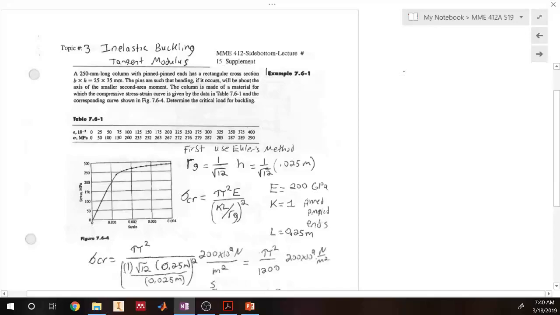All right, so in this example, we're going to show you how to use the tangent modulus method to look at inelastic buckling. In the problem statement, it gives us some key information.